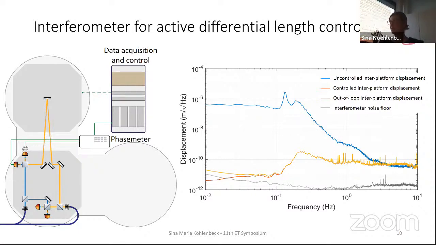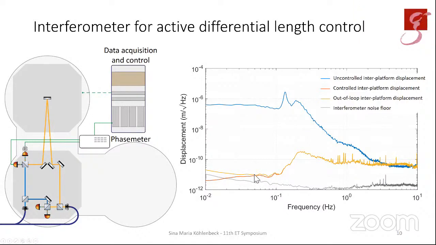Because here I see also some excess noise. Yes, yes, we also imprint some excess noise. In this measurement, we really wanted to demonstrate that in principle we can stabilize at very low frequency. Yeah, at very low frequencies, exactly. Yeah, okay, thank you.